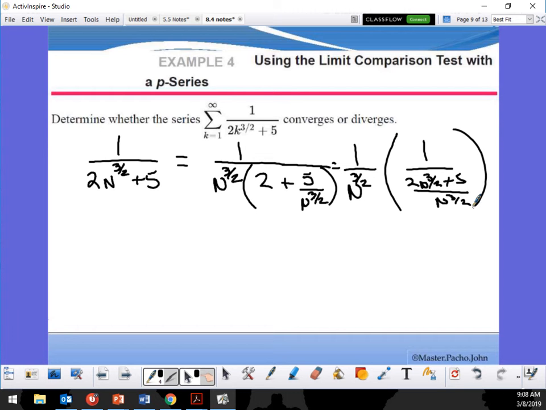Okay, clean up the fraction over fraction. So multiply by the reciprocal, so now it's going to be 1 over n to the 3/2 times n to the 3/2 over 2n to the 3/2 plus 5.